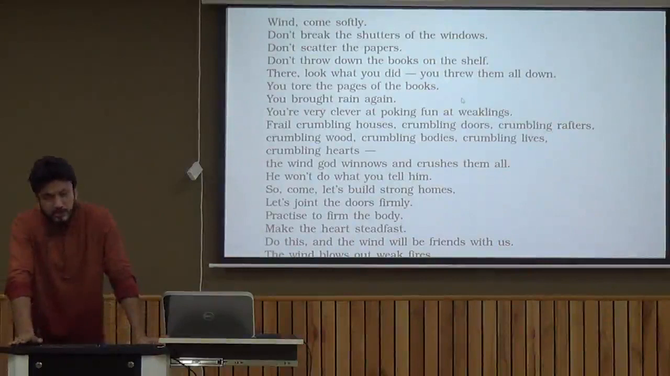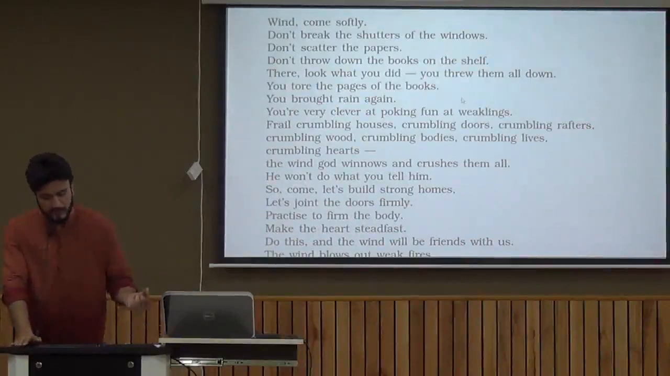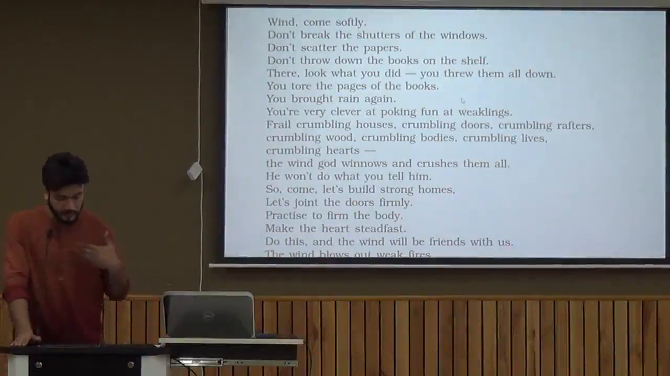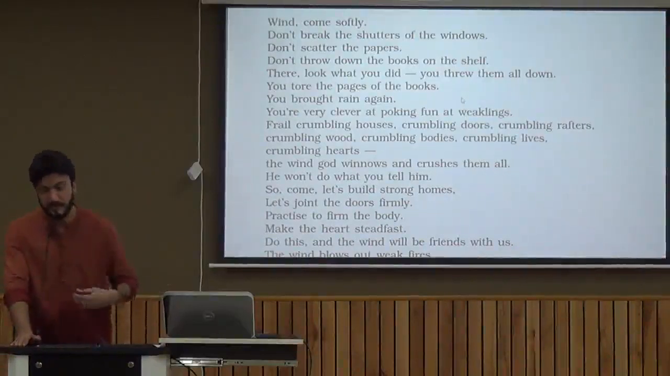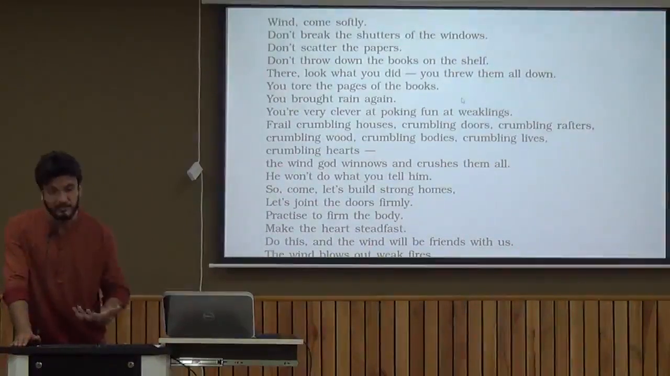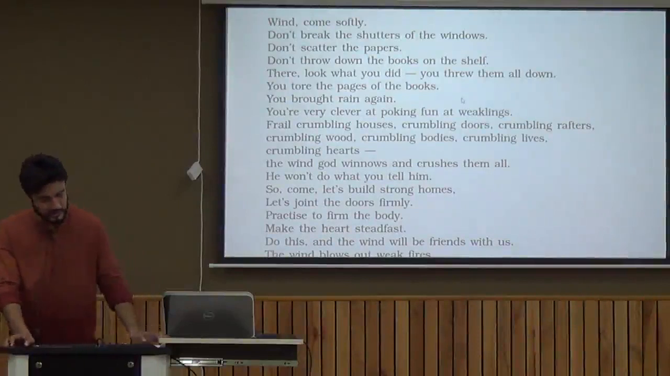So wind god, whenever he wants, with the problems, he can create a lot of problems in your life, a lot of challenges. And because of these problems, if you're not able to cope up with them, you'll have your houses crumbled, you'll have your doors crumbled, you'll see your rafters getting crumbled, crumbling wood. And he also emphasizes on crumbling bodies, that means the human bodies, and lives also. Crumbling hearts, because the hearts, they really get broken down very badly whenever there are emotional things happening.